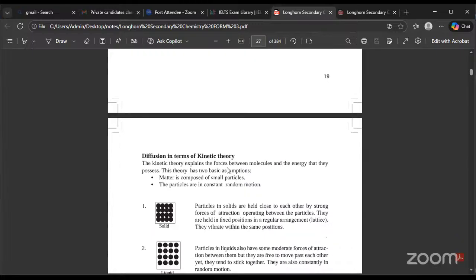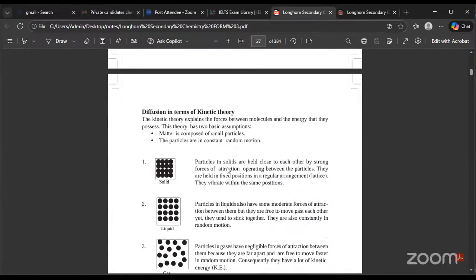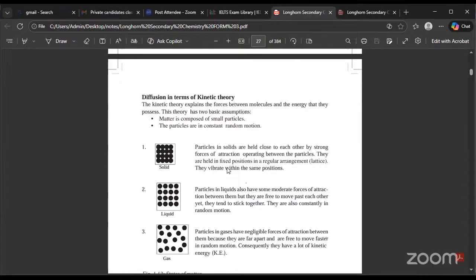Now, if you wanted to explain diffusion in terms of kinetic theory, when you talk about kinetic theory, you're talking about the movement of particles and the spaces between the particles that make up a solid, the spaces between particles that make up liquids, and the spaces between particles that make up gases. So we say particles in solids are held so close, so the strong attraction between the particles makes them be in a fixed arrangement or in a fixed position, so they cannot move.